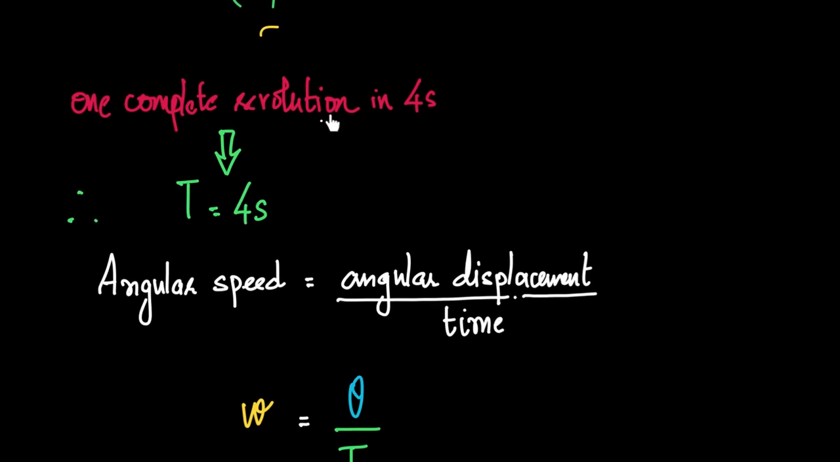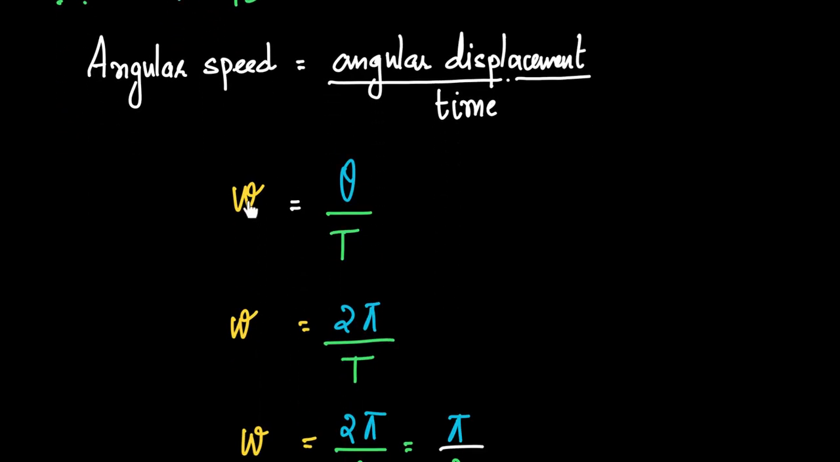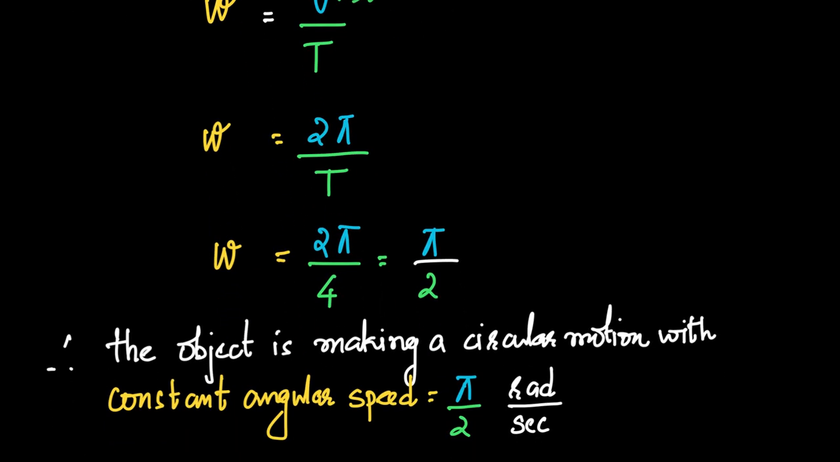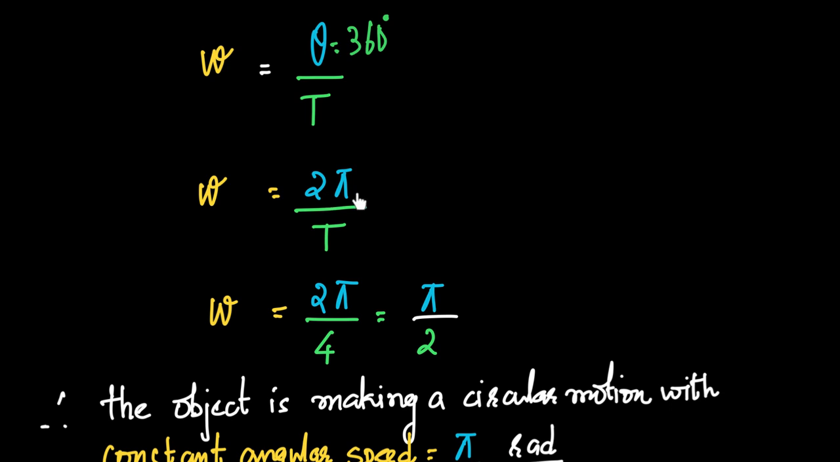So we have one complete revolution in 4 seconds, which implies that the time period is 4 seconds. And what is angular speed? Mind you, not the average speed. What is the angular speed? It is angular displacement by time, which we denote using the symbol omega, equal to theta upon time. What is theta in this case? It is 360 degrees, which in radians is 2 pi. So we have omega equal to 2 pi by T.